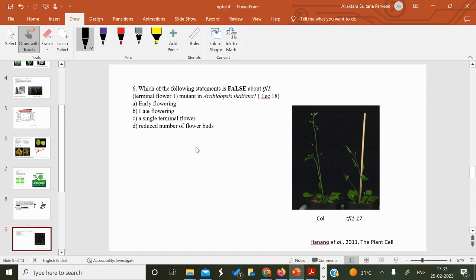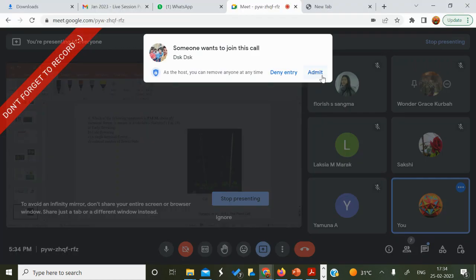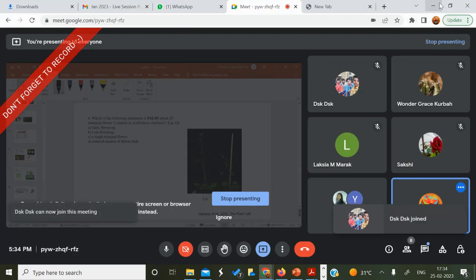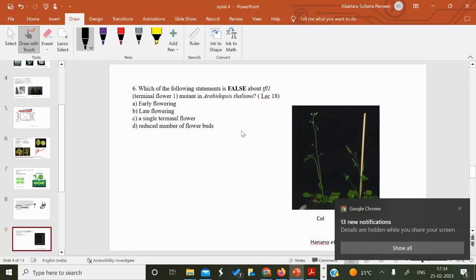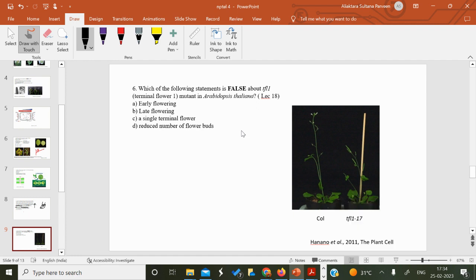Which of the following statements is false about the TFL1, terminal flower 1 mutant? So for this, of course, you have to know what terminal flower 1 is. Whenever a mutant is named, it is basically based on the phenotypic alteration that happens that the gene is named. So here they are saying terminal flower 1.